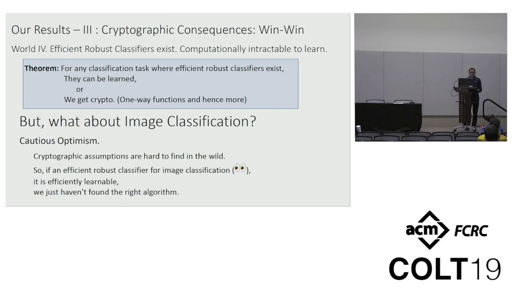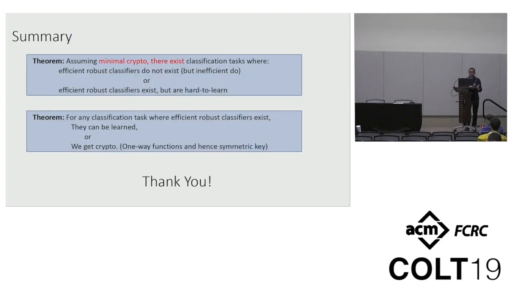Okay, so with that, I'll summarize. So we show two things. We show that under minimal cryptographic assumptions, there are classification tasks where efficient robust classifiers don't exist, and tasks where they do exist, but they are hard to learn. And we show a win-win result, which is that for classification tasks where efficient robust classifiers do exist, either we can learn them, or we can derive crypto out of such tasks.